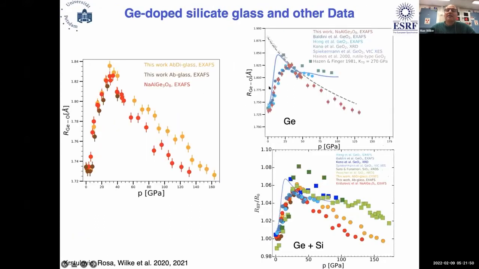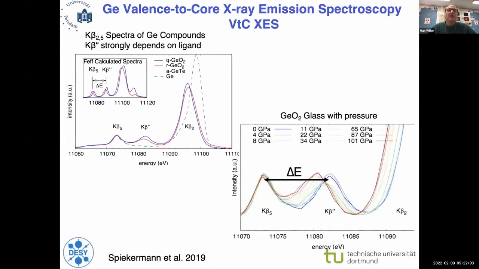Then there's another line shown here. This is the one by Spiekermann et al., which was determined by a relatively, at that time, new technique, X-ray emission spectroscopy of the valence-to-core bands. And this is shown over here. So we have the K-beta 2,5 spectra of germanium compounds, and it's clearly shown that the spectra strongly depend on the type of ligand.